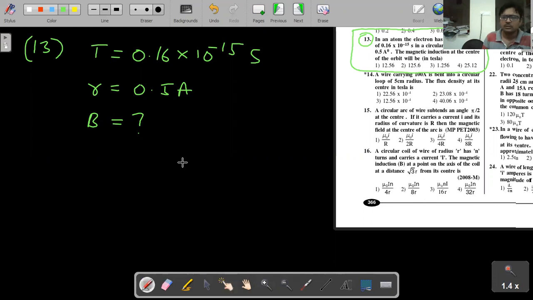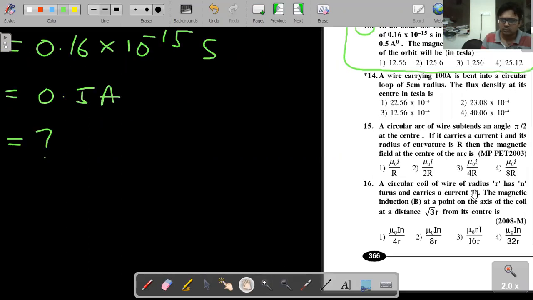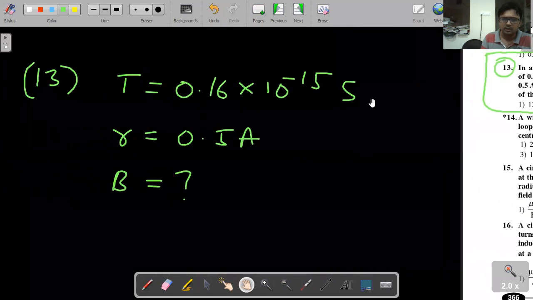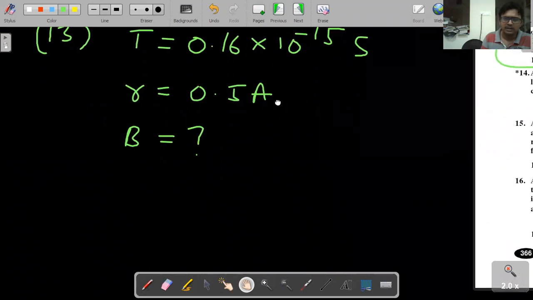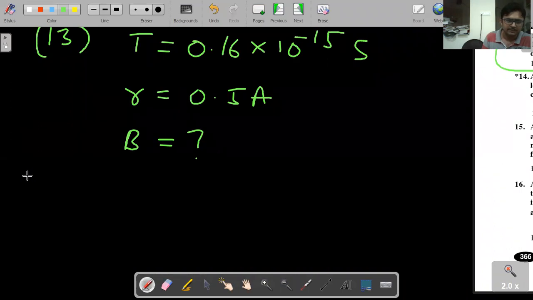So electron means what should I write? Let me zoom in on this one, so you can see the question more clearly. The electron in an atom has time period 0.16 into 10 power minus 15 seconds, in a circular orbit of radius 0.5 angstrom. The magnetic induction at the center is asked. We are provided the T value and R value, and we need to find B.